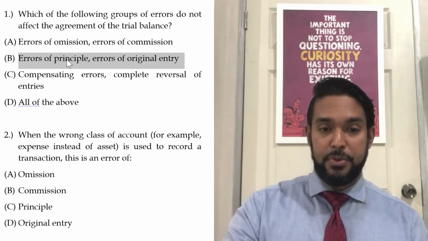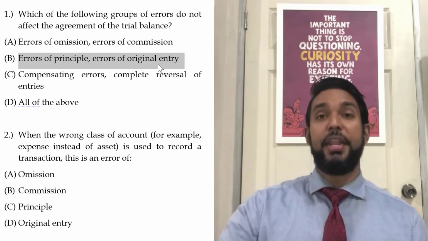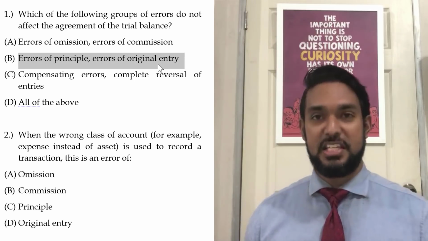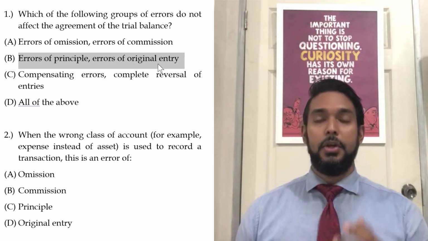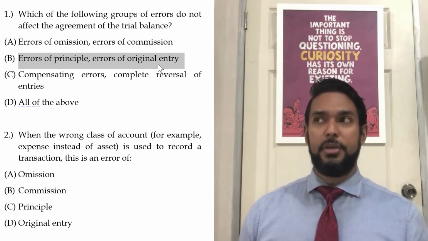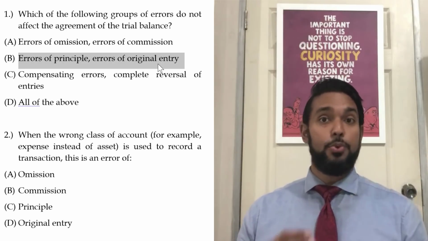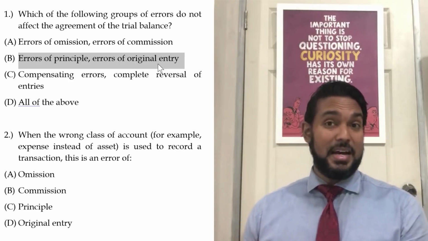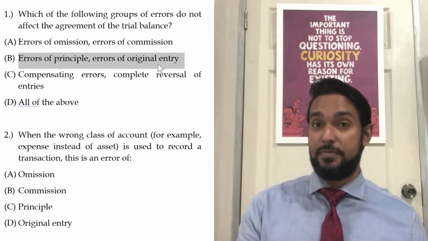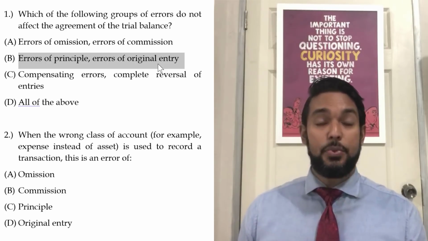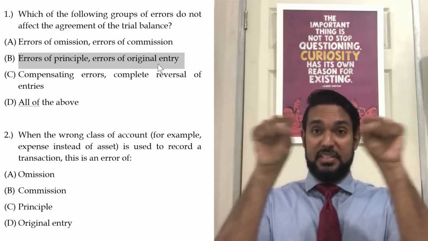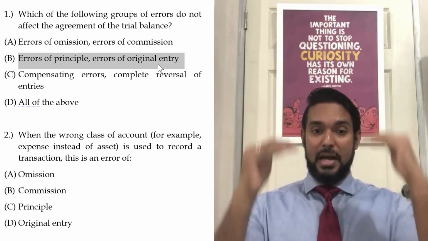Option B says errors of principle and errors of original entry. An error of principle is where the wrong class of account was used for the transaction. What I mean by that is, let's say you bought a motor van and you're supposed to debit motor van, but you instead debit motor expenses. Motor van is an asset, but motor expenses is an expense account. Therefore, that's the wrong class of account. But nonetheless, a debit was still made. So your credit went to bank or wherever, and you still had a debit of the same amount. So therefore, there was no imbalance.